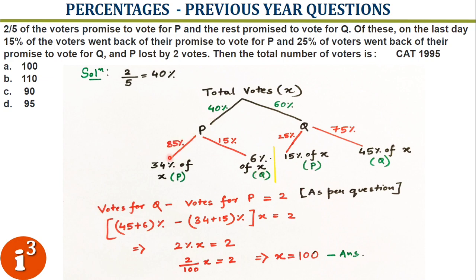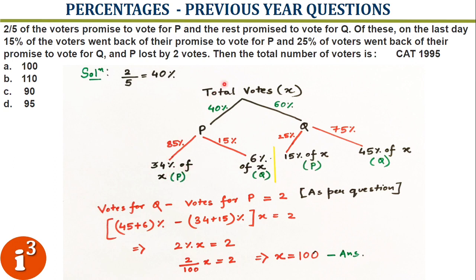However, 85% kept their promise, means out of 40, minus 6 is 34% kept their promise. In Q, 25% went back on their promise to vote for Q. So 25% betrayed Q. 25% of 60%, means 1/4 of 60%, means 15% of the total actually betrayed Q. So from this 60%, 60 minus 15 is 45% actually voted for Q. They were loyal to Q. These betrayed Q, these betrayed P, and these were loyal to P.